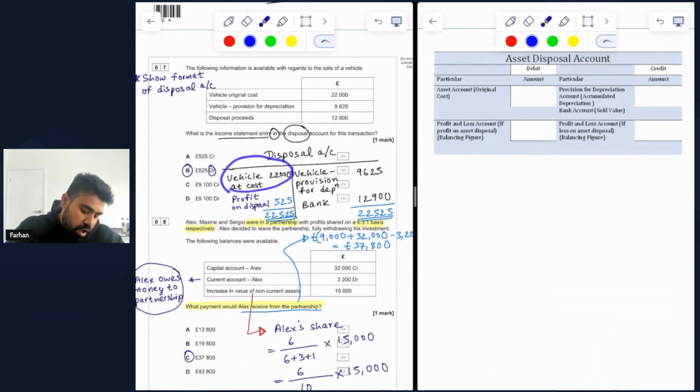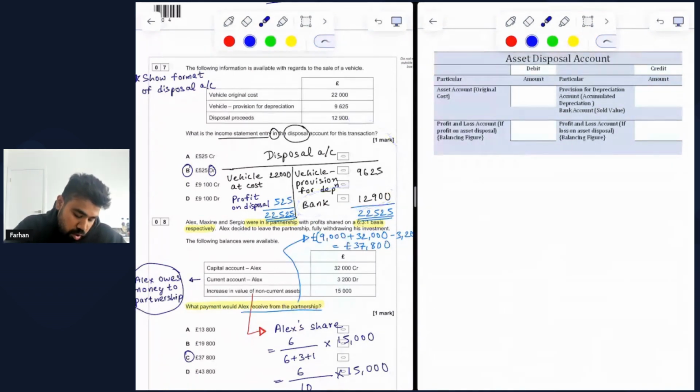So vehicle at cost £22,000. And then you will see on the credit side of the disposal account, we have shown the provision for depreciation, which is also what we have done here, based on the information we've got from the table. And on the credit side, it also shows the amount that we are selling our asset for, which is again shown in our workings here. And that amount is £12,900 for the disposal proceeds given here.